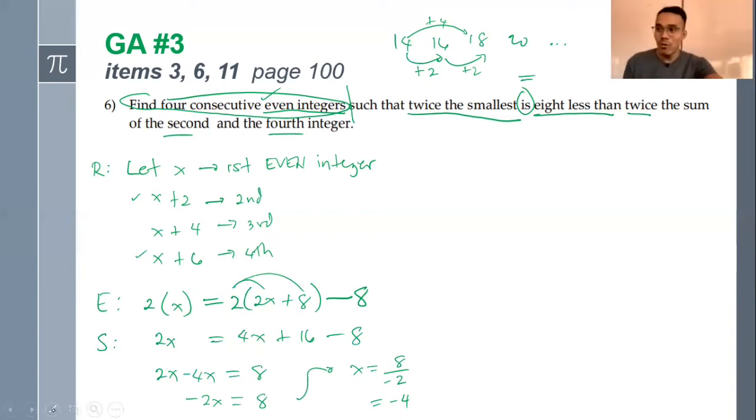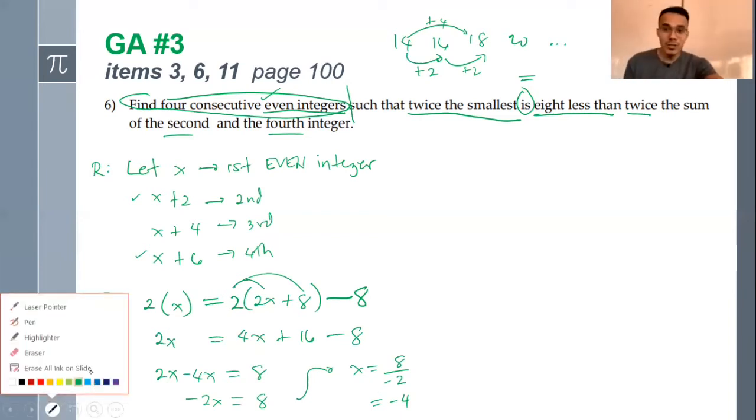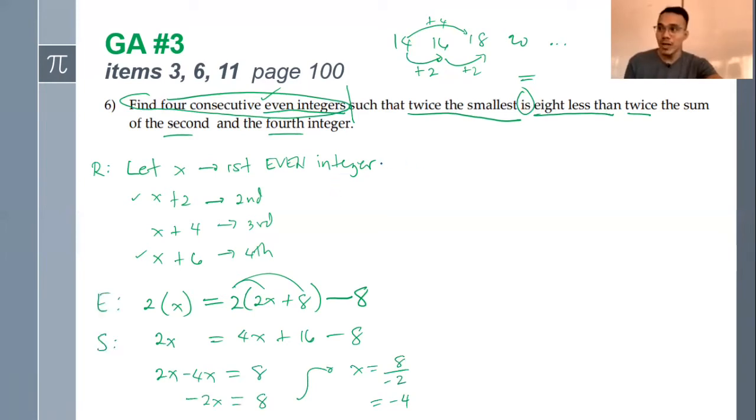So we're going to go back to our representation. The x value is negative 4, which means that the first even is negative 4. The second is negative 4 plus 2, that is negative 2. The third is negative 4 plus 4, that is 0. The fourth is negative 4 plus 6, that is 2. So we have negative 4, negative 2, 0, and 2.